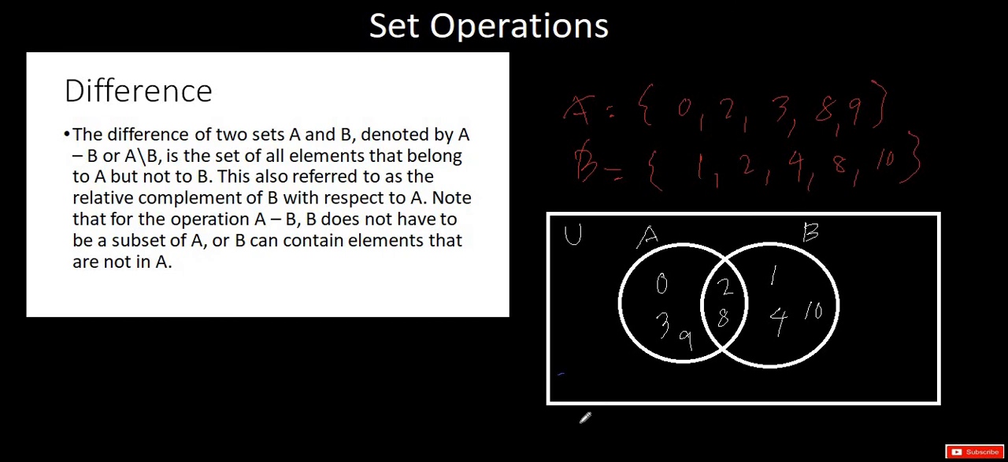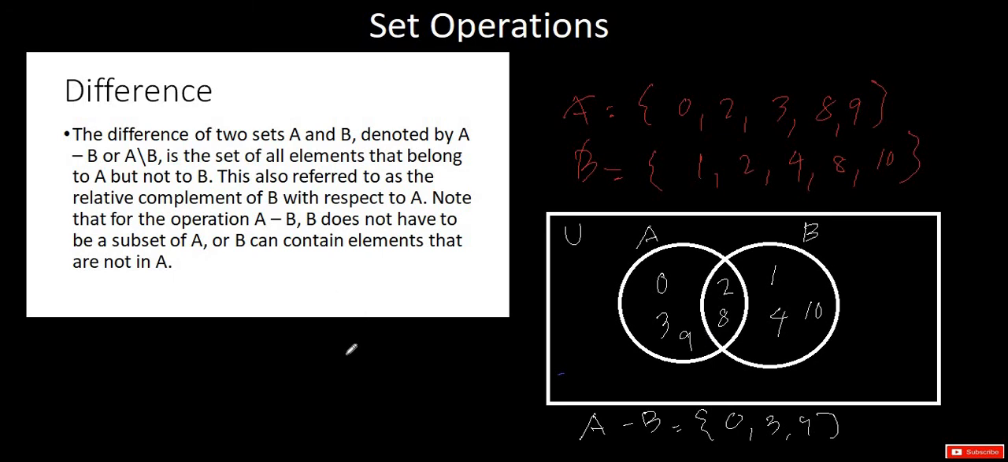Now, based on the Venn diagram, what are the elements of A minus B? A only. A but not B. So what are the elements of set A but not elements of set B? We have 0, 3, and 9. Another meaning, take away set B from set A. So the remaining elements are 0, 3, and 9.